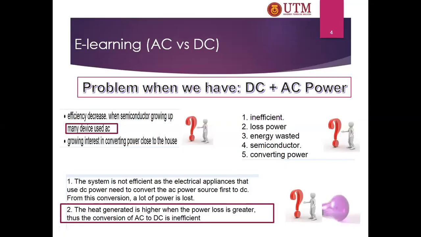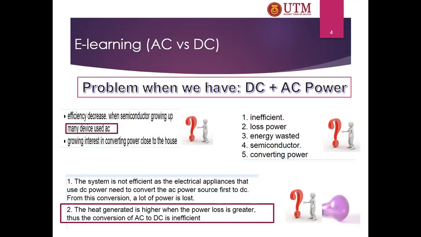So the problem is when we have two powers. Sometimes maybe one of the students or an outsider will ask you why we need both power systems. Why do we need DC power and AC power? Why didn't we stick to only one system? Why didn't we stick to only DC power system, and why didn't we stick to only AC power system? Usually DC power system.